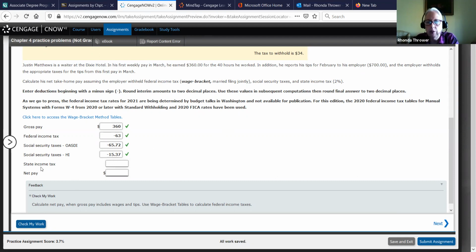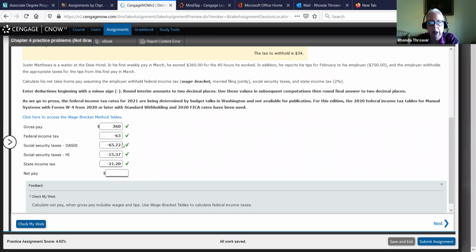Now, we haven't talked about state taxes, but in your problem, they tell you that the state tax rate is 2%. Again, we're going to add $360 and $700 together to get total wages of $1,060, and then we're going to multiply that by 2% as the state income tax percentage that they're going to give you. The deduction amounts to $21.20. Again, I'm going to check my work, and then I'm going to find the net pay.